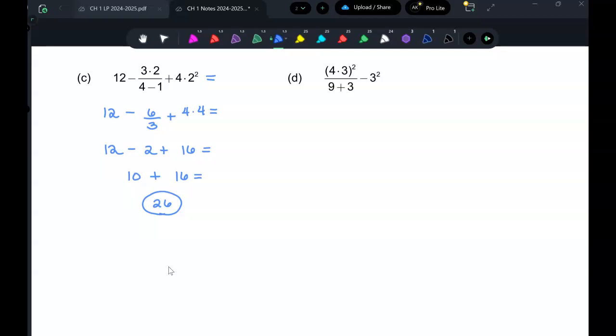Let's try the last one. I have 144 over, but then it's just divided by 9 plus 3, so I still have to add first before I can get it. 12 minus 2 is 10 plus 16. What did we get in the numerator? I got 144.